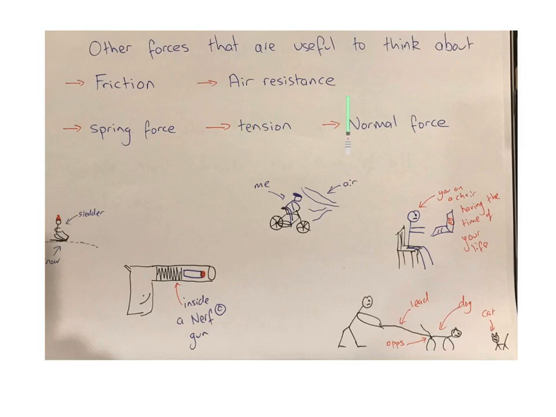Air resistance is another common force we might talk about. So here's me on my bicycle pushing through all this air. As I push on the air, the air will push on me, and that's what makes it hard to ride very quickly. So that's why I've got a nice aerodynamic shaped helmet on.